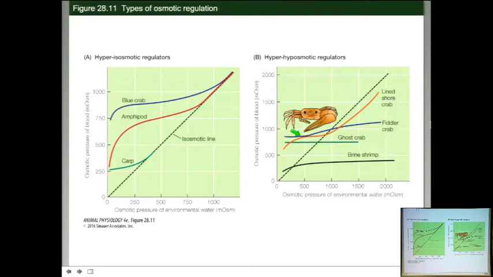And the shore crab. Now the shore crab, it's not that great of a regulator, but it's hyperosmotic as the osmotic pressure in the environment decreases. But it is poorly regulating here, but still its blood osmotic pressure is less than the environmental. It's below the isosmotic line. So anything on this side of the isosmotic line is a hypoosmotic regulator. And as you might imagine, the difference here is going to require different mechanisms.